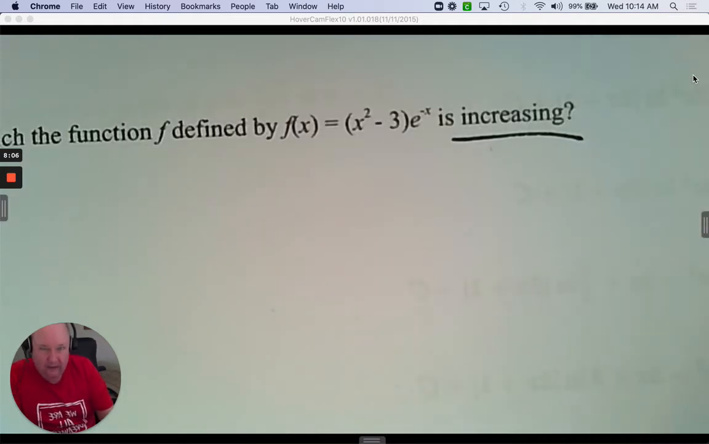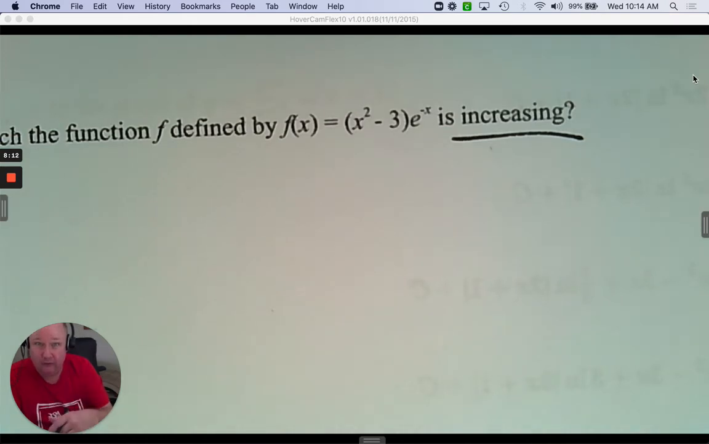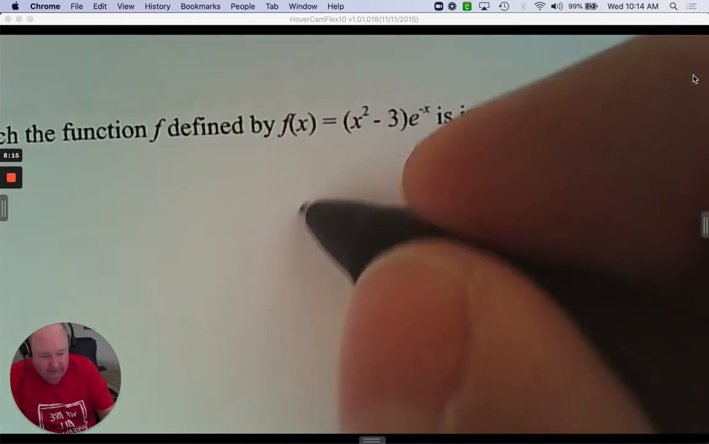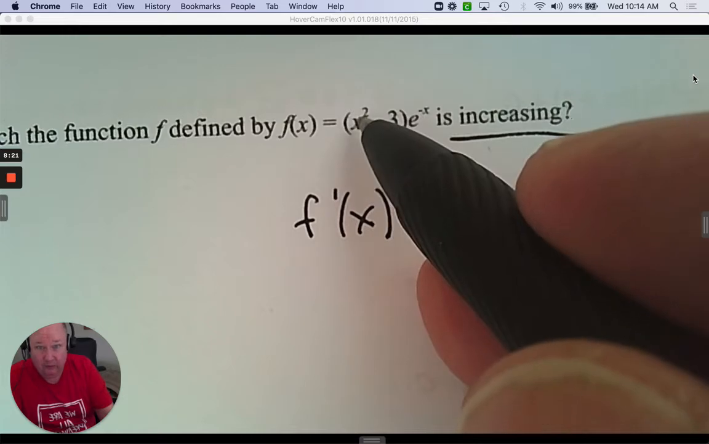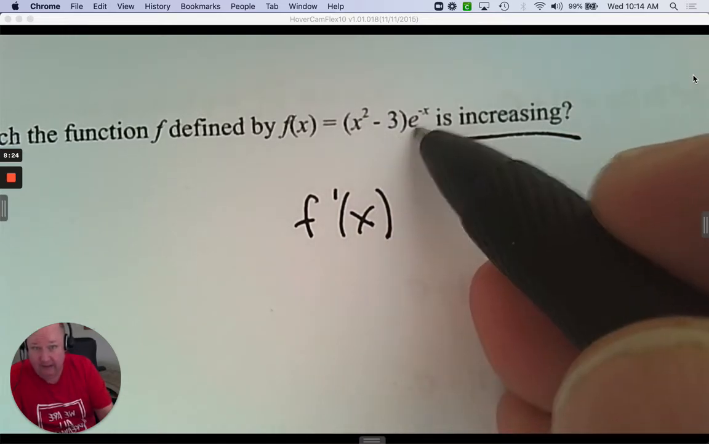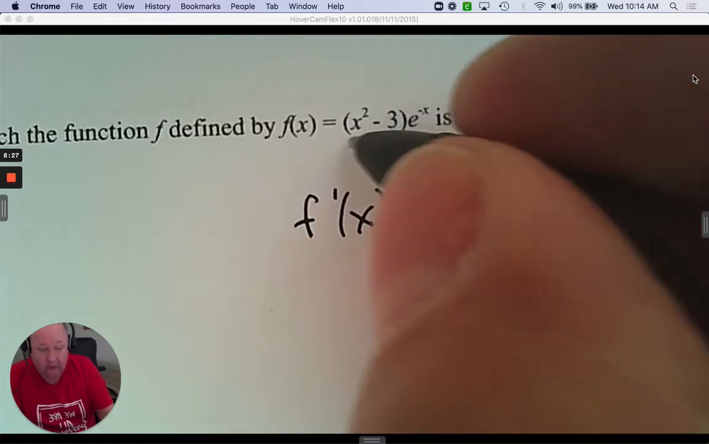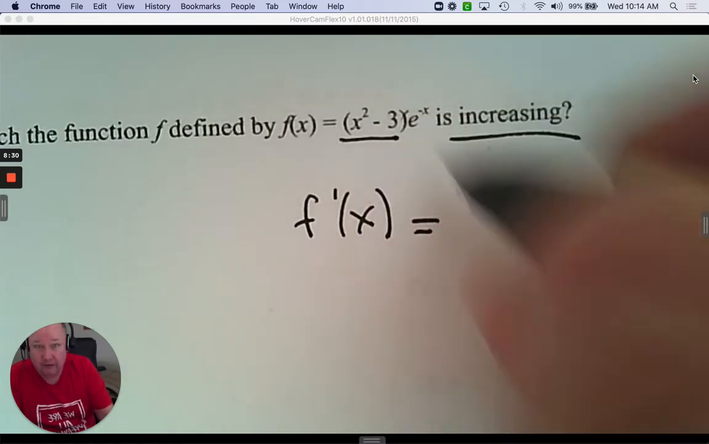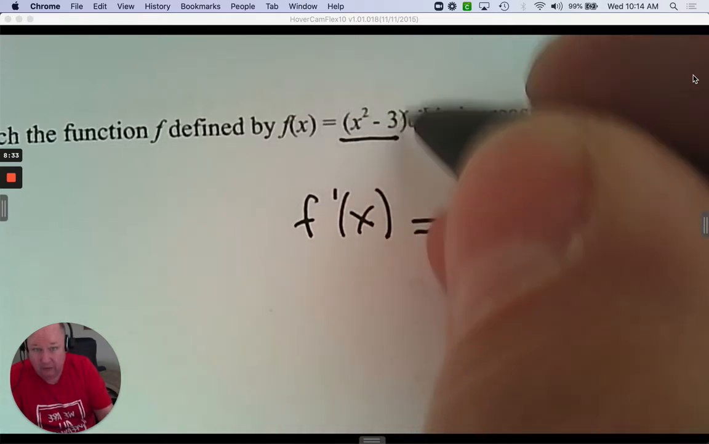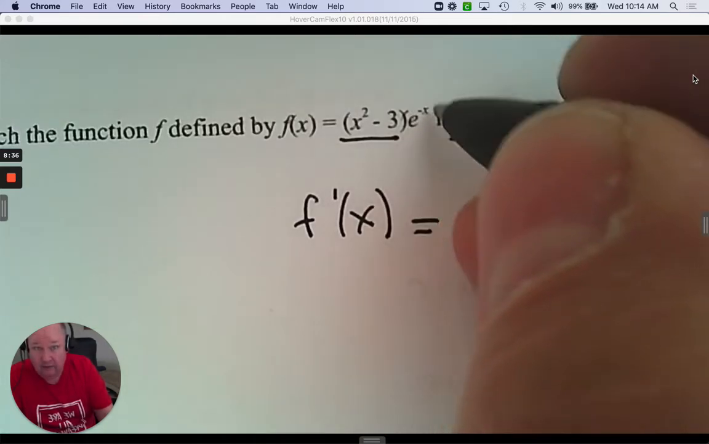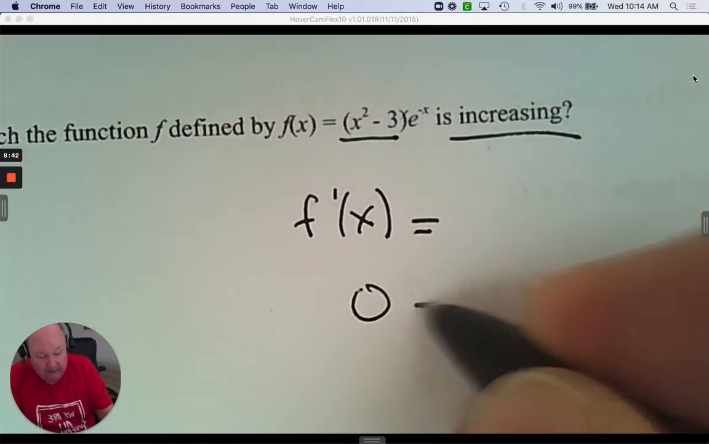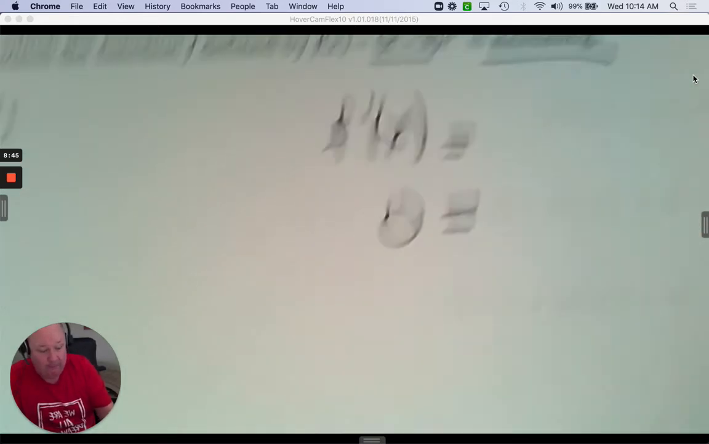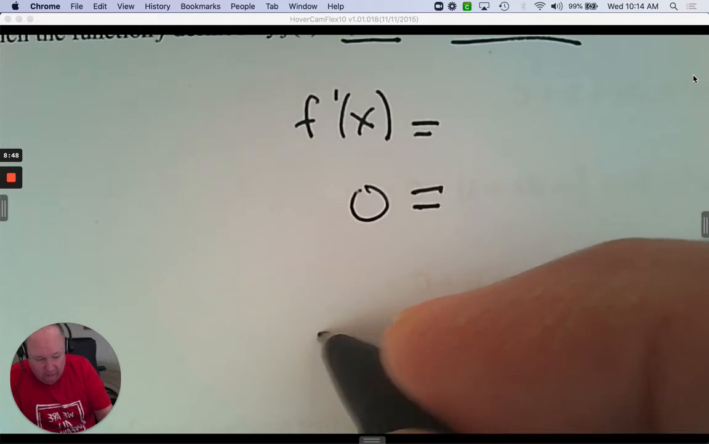When I see the word increasing, I have to remember, how do I know if a function is increasing or decreasing? What are the steps we use in calculus? The answer is, we're going to take the derivative. Now, x squared subtract 3 times e to the negative x is the product rule. So you go the first times the derivative of the second plus the second times the derivative of the first. Don't forget the chain rule factor of -1 when you take the derivative of e to the negative x. Then, once you've taken the derivative, you make it equal to 0. Then you solve for x, and those are your critical numbers.